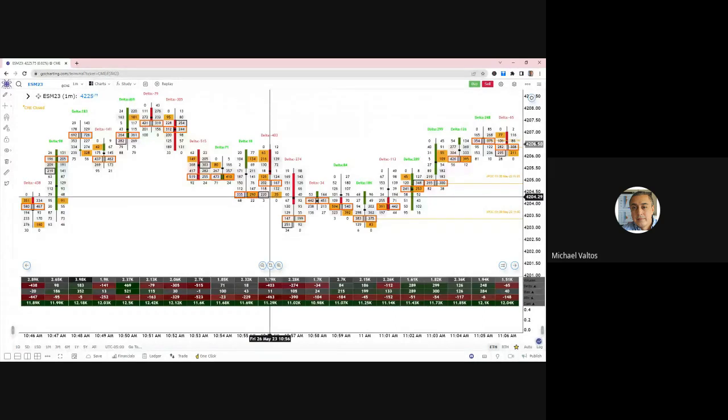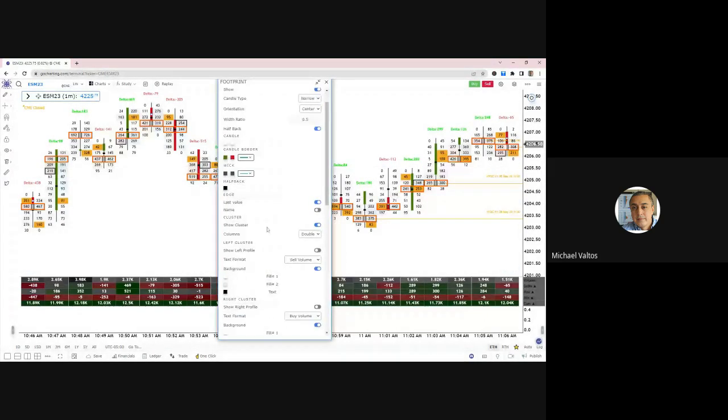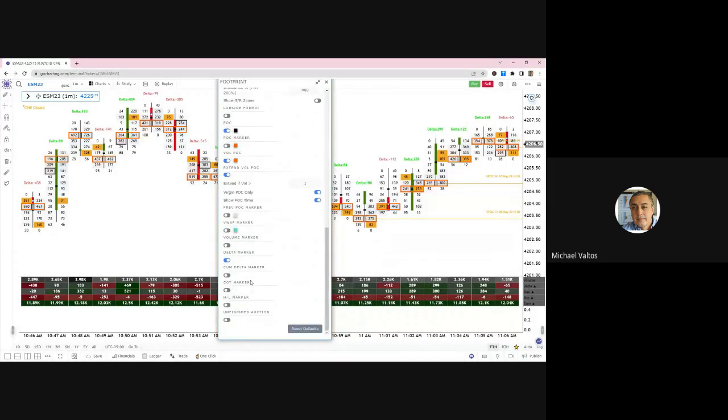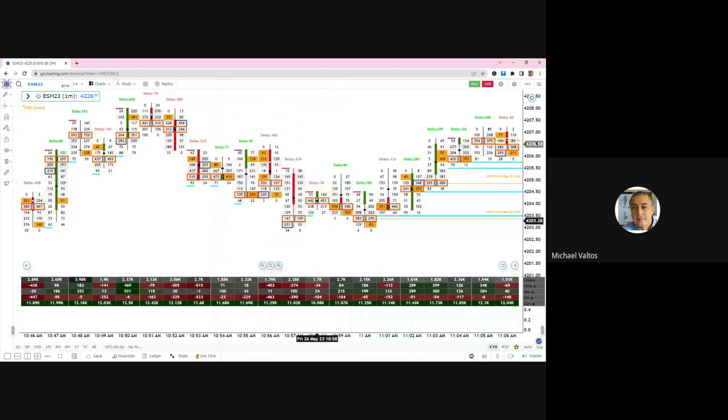For example, what's available right now on GoCharting, right? Things like the virgin point of control, right? I haven't even talked about the unfinished auction, but that's a tool to help. Basically, it looks at the tops and the bottoms of the bars and looks for the areas where there's volume, right, on the bid and the offer.